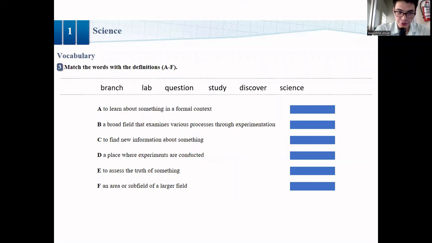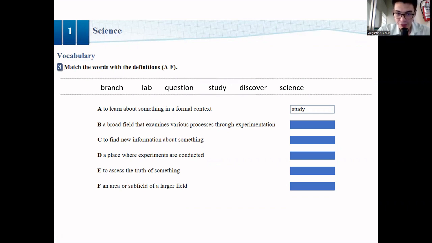Okay, so here are the answers. For the first one, to learn about something in a formal context, we call that to study something. So study means to learn or to find out about something. And to find out about something in a formal context, it's like studying in a school or doing research. So that's what that means.